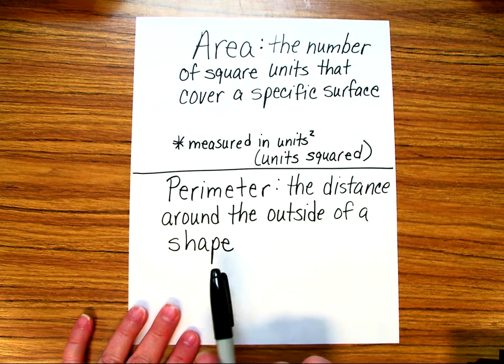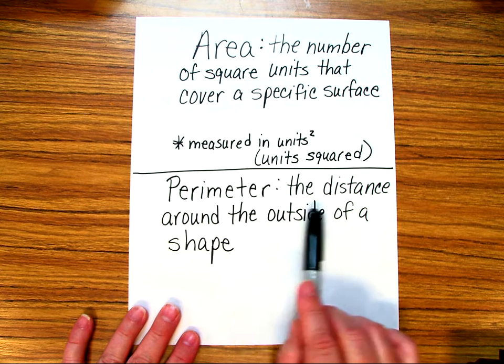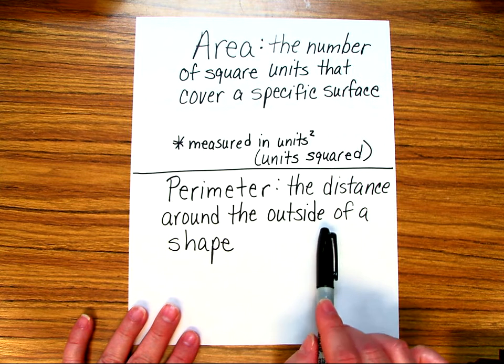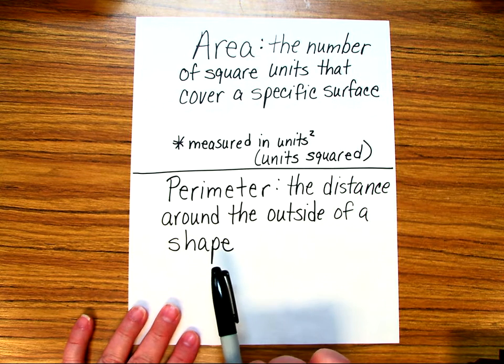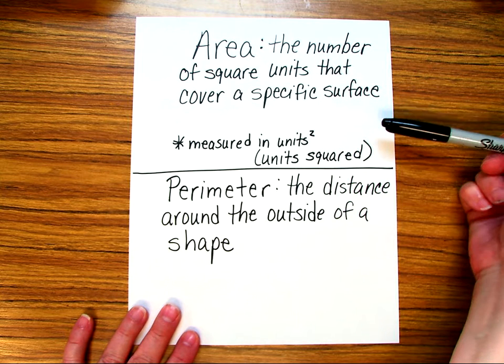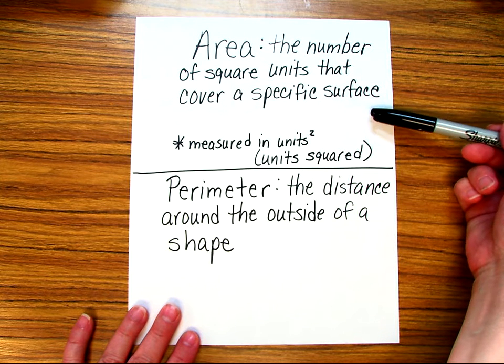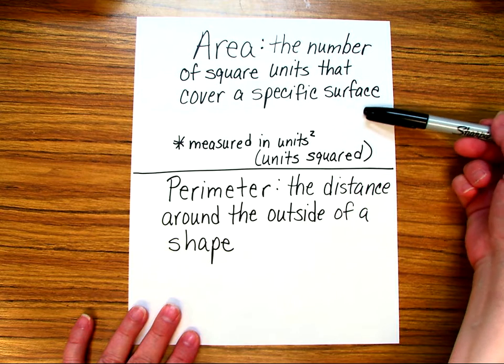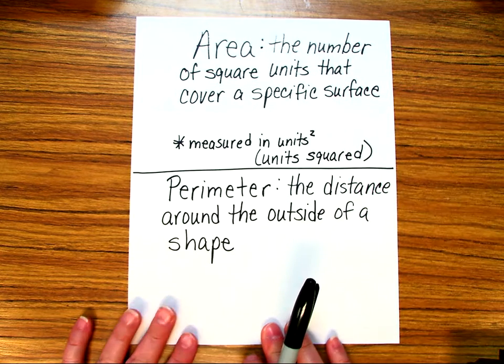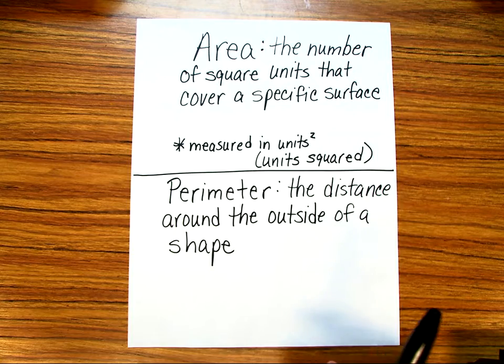We're also going to talk about perimeter. The definition of perimeter is the distance around the outside of a shape. So it's important to remember that when we're talking area, we're talking about the inside of a shape, the surface or the measurement of space inside a shape. Perimeter is the distance around the outside of a shape. So let's look at area first.